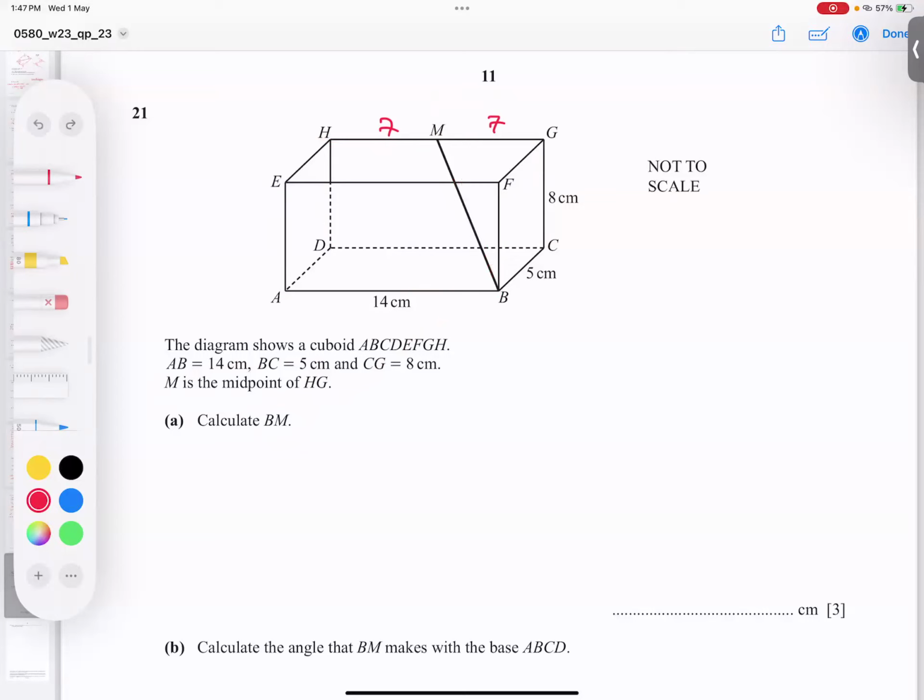Okay, can I do it directly? No, I can't do it directly. So what is the method, students? I will join a line. You can see a diagonal line on this face.